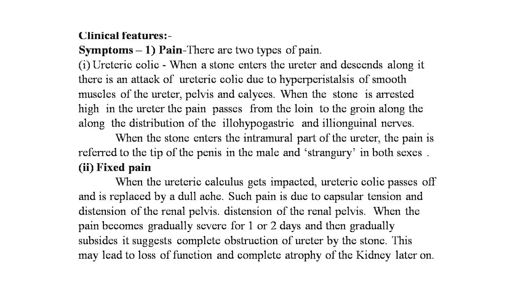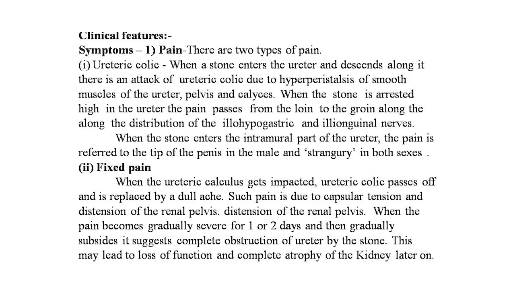When the stone is arrested high in the ureter, the pain passes from the loin to the groin along the distribution of the iliohypogastric and ilioinguinal nerves. When the stone enters the intramural part of the ureter, the pain is referred to the tip of the penis in the male and the labia in females, that is, in both sexes.